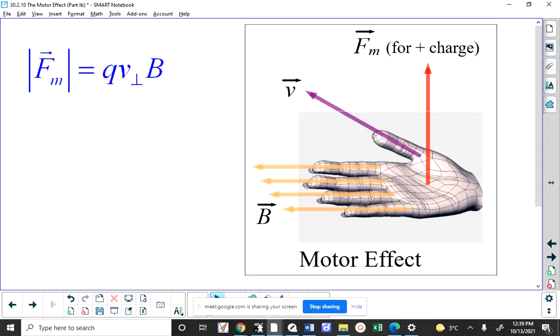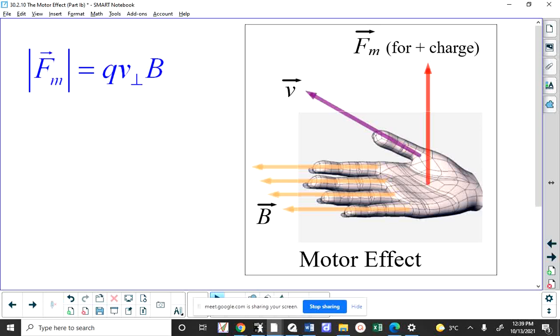In addition, we now have a formula that allows you to calculate the magnitude of the magnetic force. Remember that the V in that formula is the perpendicular component of the velocity. I want to just draw your attention to something else that I know I've mentioned in the past, but I haven't been stressing it. You keep seeing this phrase, motor effect. The lesson from yesterday was called part 1 of the motor effect. The lesson today is part 2 of the motor effect. The lesson tomorrow will be part 3 of the motor effect.